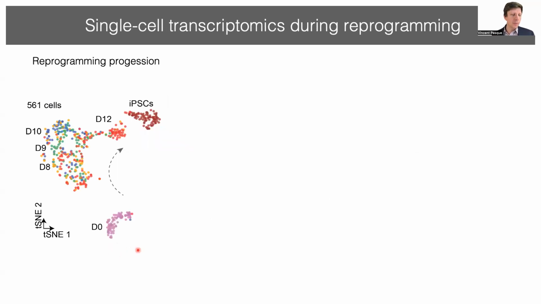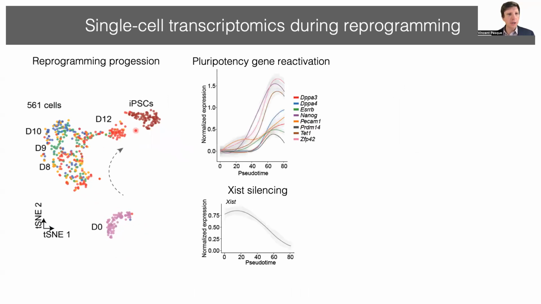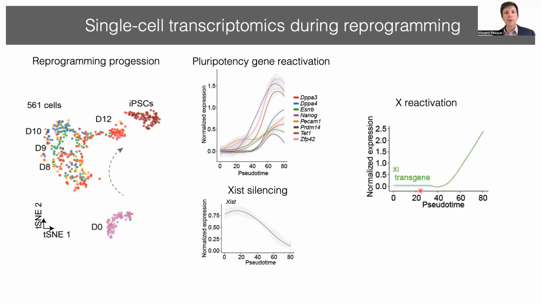So ordering the transcriptomes, we have a nice reprogramming progression. We can follow reactivation of pluripotency genes. We can see silencing of the Xist long non-coding RNA that needs to be repressed for X chromosome reactivation to take place. And we can also follow the process of X chromosome reactivation.